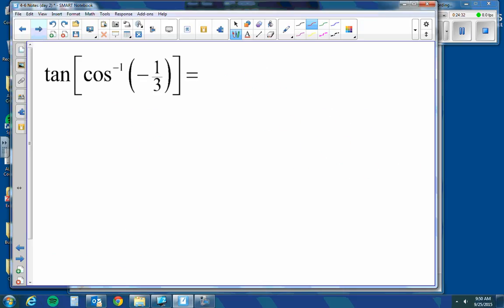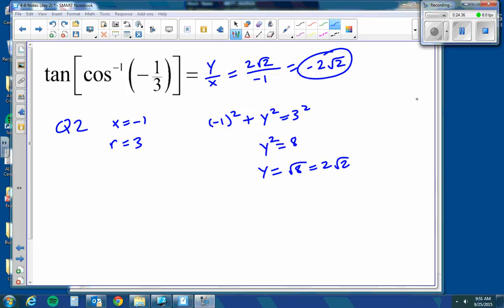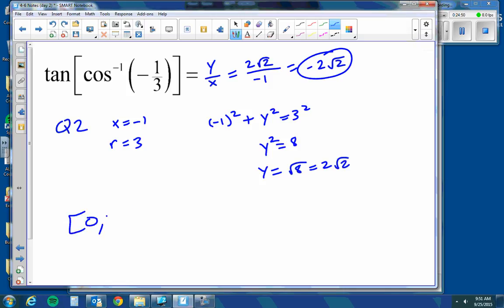You try this one. Answer the last one. Now we're doing tangent, which is y over x. The math is pretty much the same. Once again, it's inverse cosine to start with. Inverse cosine produces answers from the first or second quadrant. It's negative, so that's the second quadrant angle that you deal with.